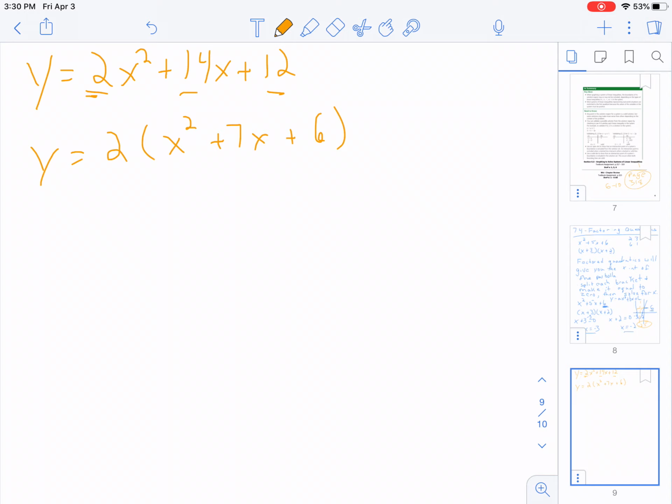So I need factors of 6 now that'll add up to 7. And hopefully you guys know that 6 times 1 also, when you add them up, equals 7. So now all you do, don't worry about this 2 here. Take each bracket, make it equal to 0 just like before. This is the new part. And you solve for x.